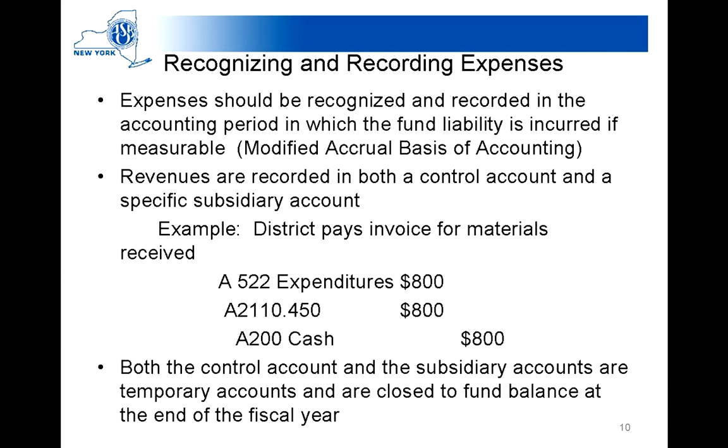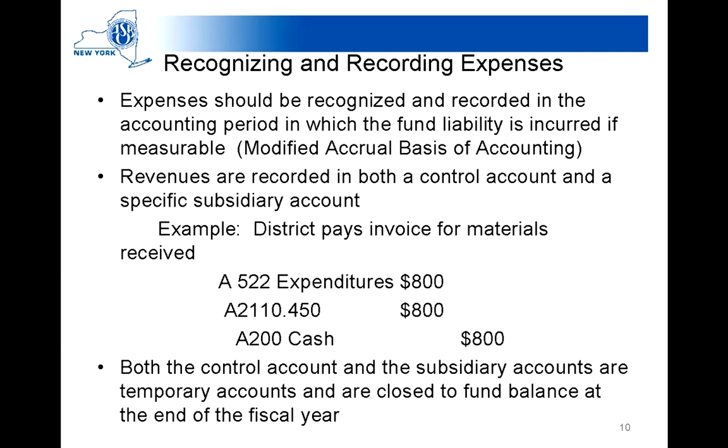Expenses, again, are recognized and recorded in the accounting period in which the fund liability is incurred, if it's measurable. Now, pretty simple things here. Your maintenance guy goes out and buys $800 worth of custodial supplies, let's say. When we pay that invoice to the vendor, we credit cash and debit an expense account. Again, the control account there is 522. Those are expenses or expenditures, I suppose. And the subsidiary account there is 211045. By the way, that happens to be an instructional supply account, not a custodial account.